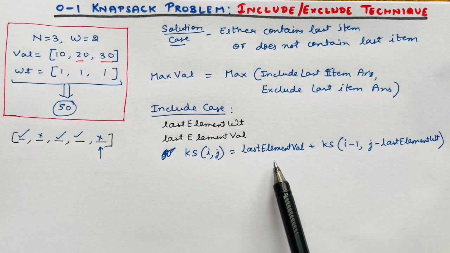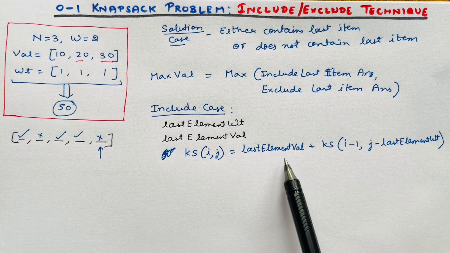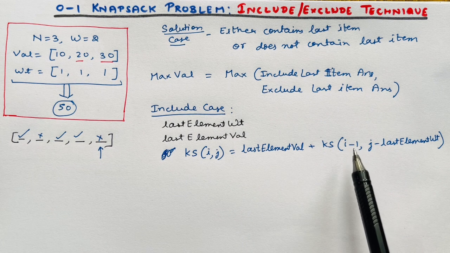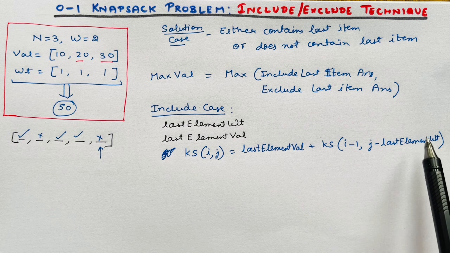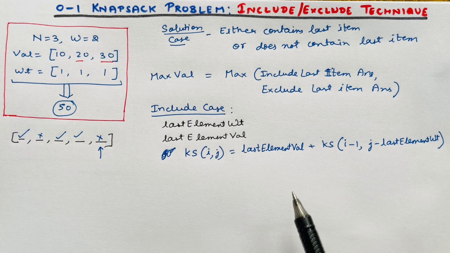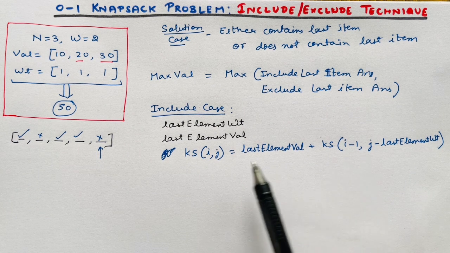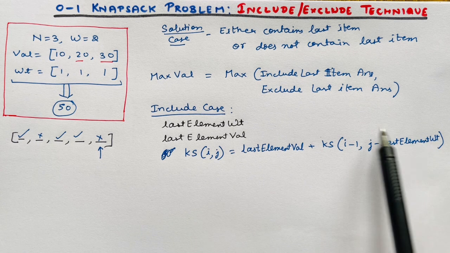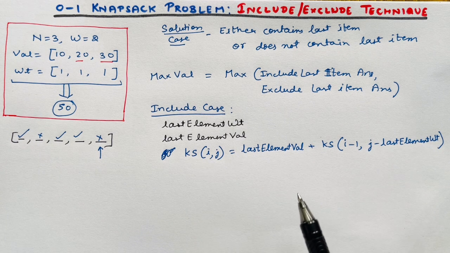Because we have already included the last element, so now we have to maximize the value using the remaining elements, and our capacity is also reduced by the weight of the last element. This is a fair statement to make. So this is nothing but just a similar problem with reduced inputs. That means we can solve this problem using recursion.